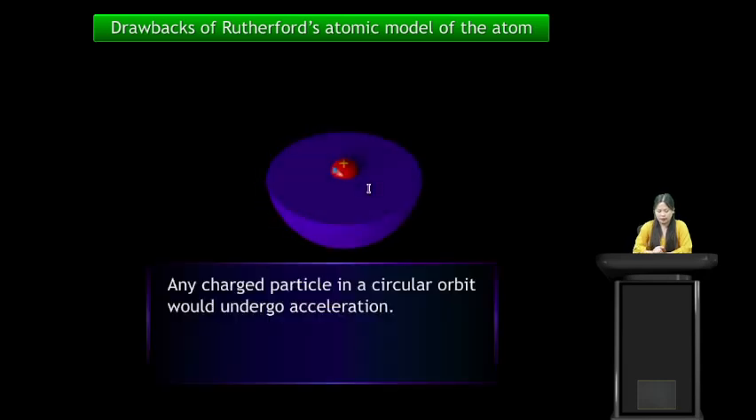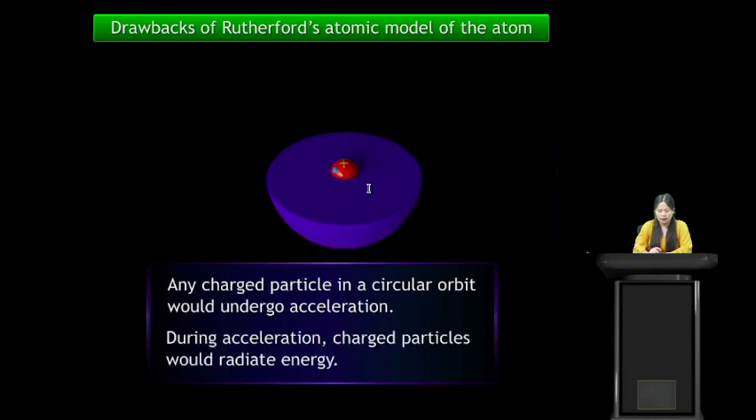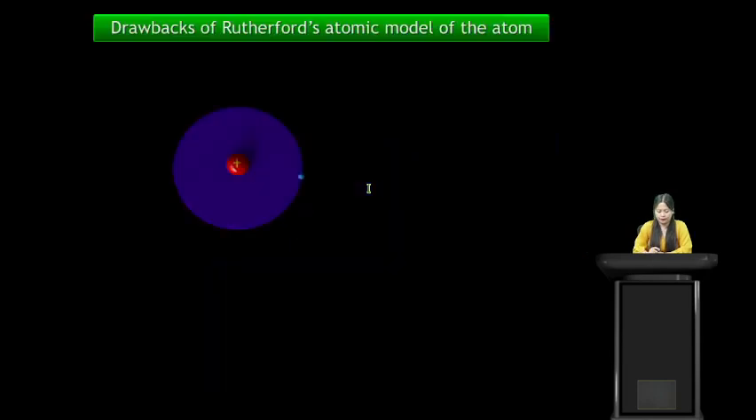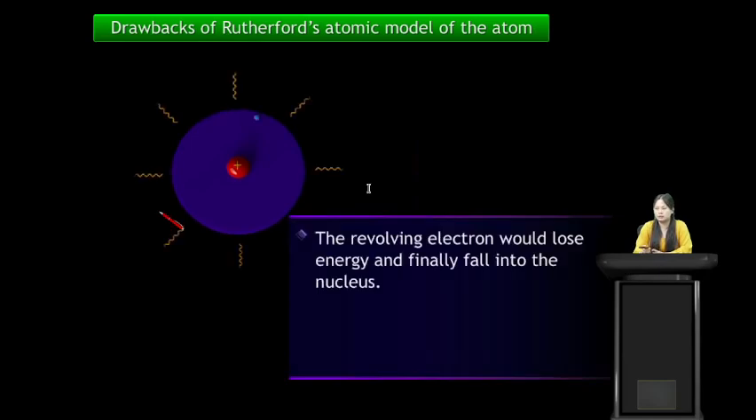Here, any charged particle in a circular orbit would undergo acceleration, and during acceleration, these charged particles would radiate energy. The electron is a charged particle. It carries negative charge. When it travels, it moves in circular motion, so it will undergo acceleration. During acceleration, it would radiate energy. So this revolving electron would lose energy and finally fall into the nucleus.